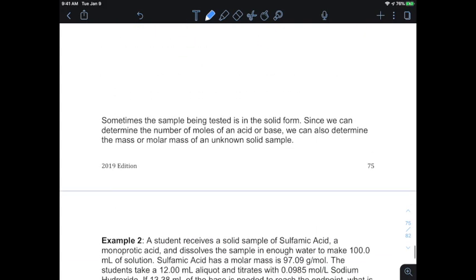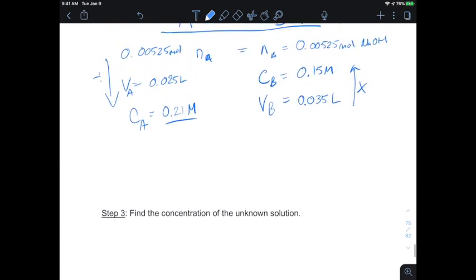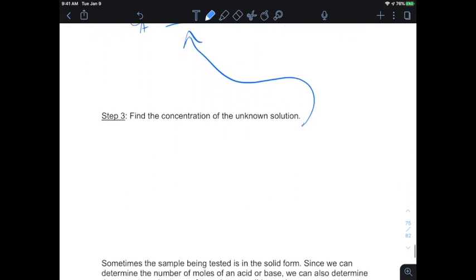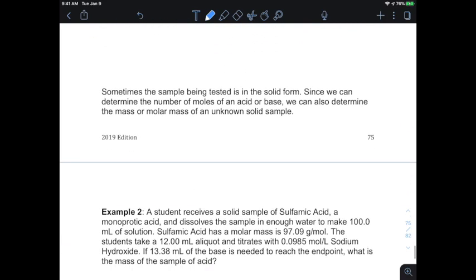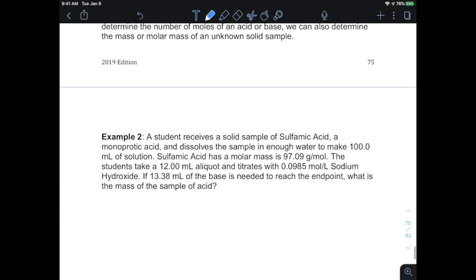Now I want to look at this next example because it's really interesting. I guess we kind of skipped ahead here, but this is going to be our solution there. Whatever this acid is, it's relatively acidic. Sometimes the sample being tested is in solid form. Since we can determine the number of moles of an acid or a base, we can determine the mass or molar mass of an unknown solid sample. And this is where it becomes very useful for environmental techniques.